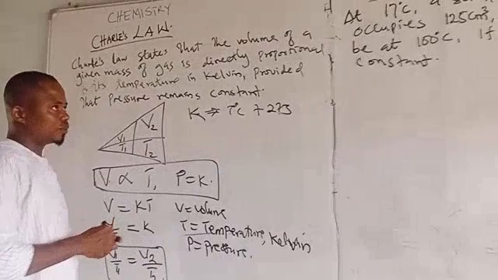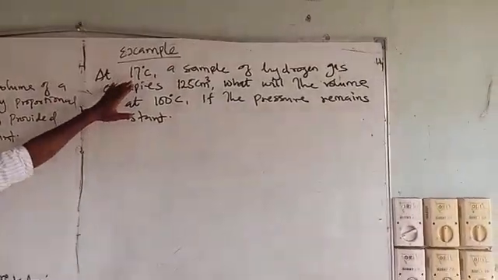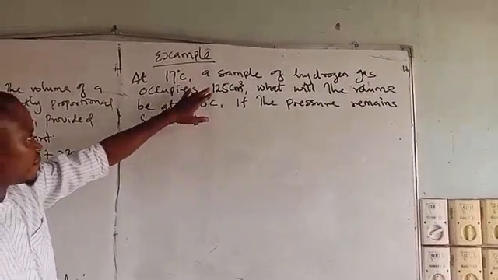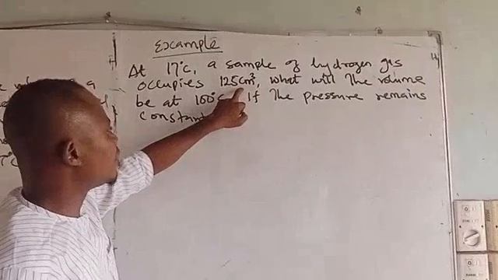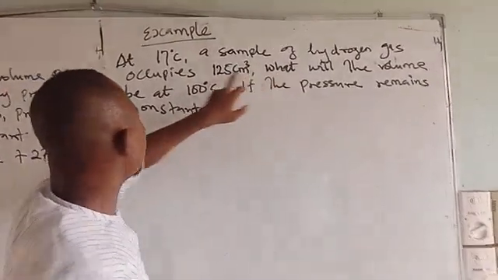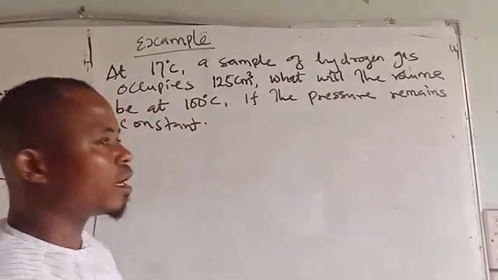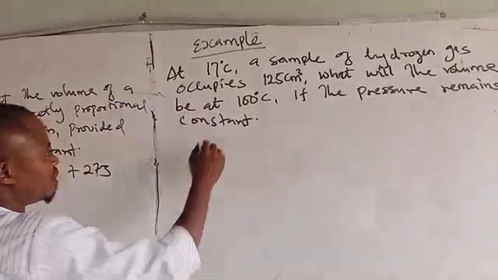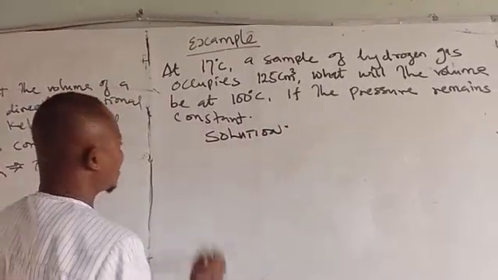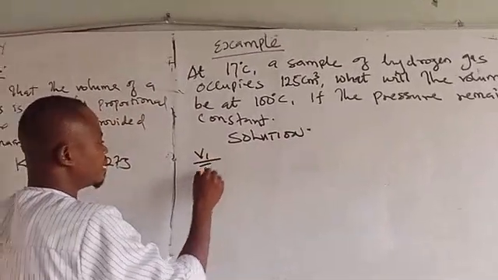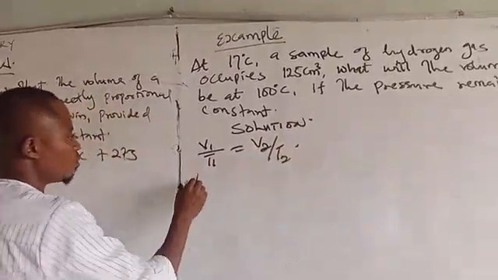Let's look at an example. At 17 degrees Celsius, a sample of hydrogen gas occupies 125 cm3. What would the volume be at 100 degrees Celsius if the pressure remained constant? This is a statement of Charles' law, a relationship between volume and temperature, so that V1 over T1 will be equal to V2 all over T2.